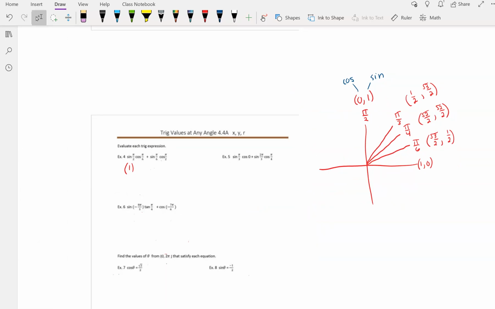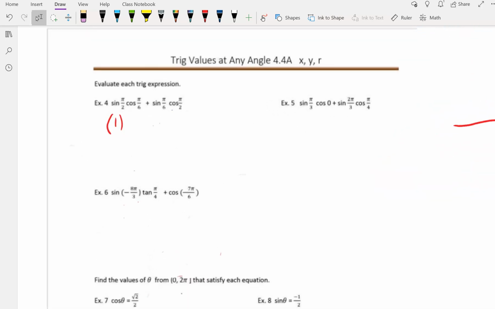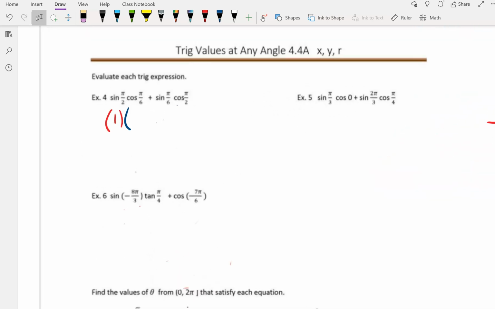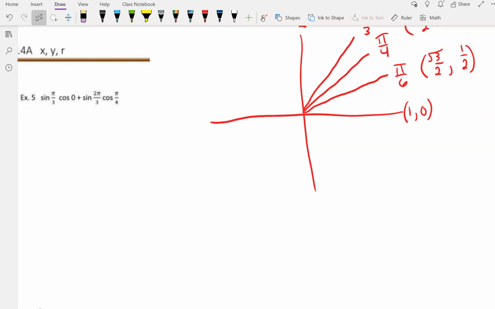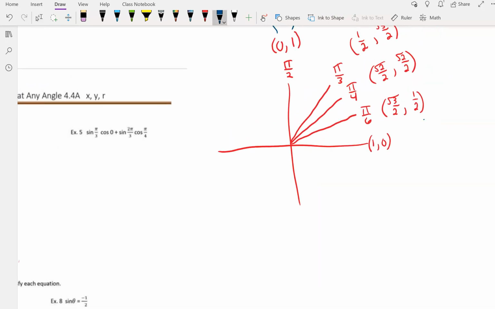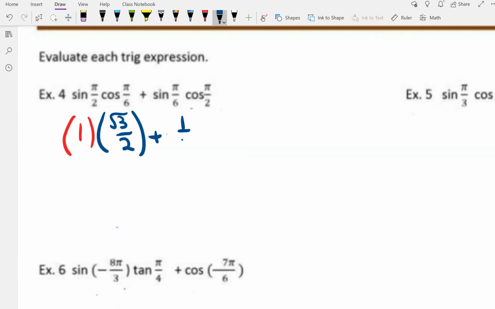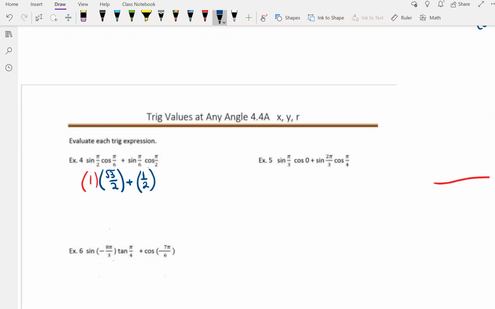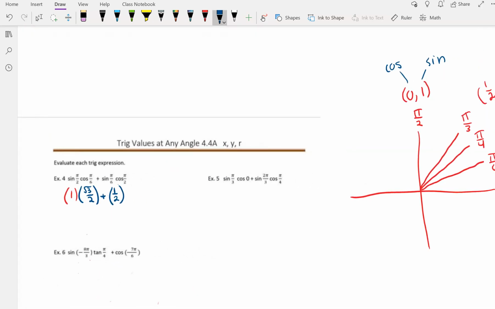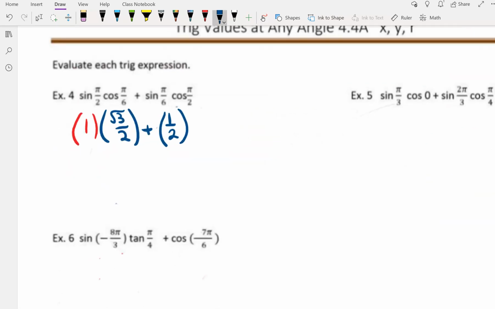And then cosine of pi over 6. Cosine is your x-coordinate, so that's going to be root 3 over 2. Plus sine of pi over 6. So sine of pi over 6 is 1/2. Times cosine of pi over 2. Remember, cosine is the x-coordinate. So for pi over 2, the x-coordinate is 0.